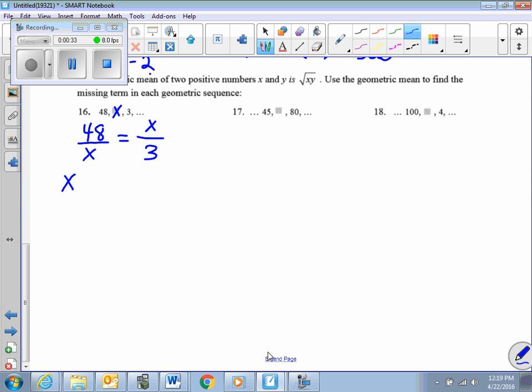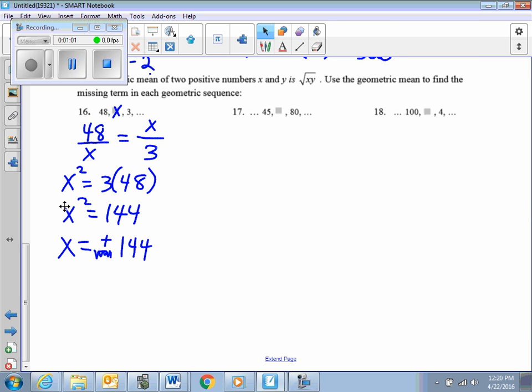So we cross multiply, right? Take the cross product. X squared is 3 times 48. X squared is 144. If I take the square root of both sides, if I weren't talking about geometric mean, I would have plus or minus the square root. But we know the geometric mean has to be a positive number, so it's not going to be negative. Sorry, it's not 144 either. It's 12. The square root of 144 is 12. Since we're talking about geometric mean, it's going to be positive, so it's 12.